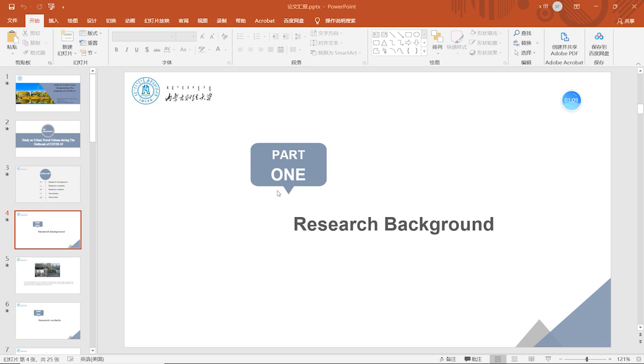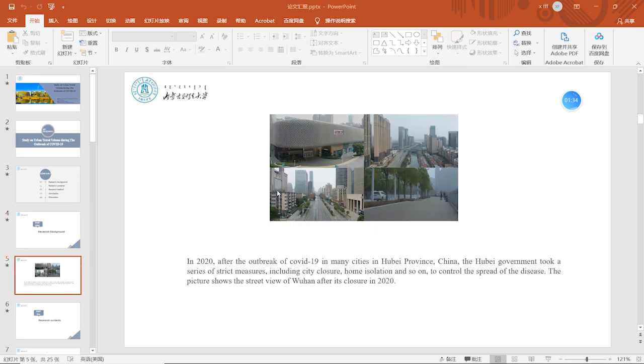The COVID-19 broke out in Hubei province in 2019. The Hubei government took a series of strict measures, including city closure, home isolation, and so on, to control the spread of COVID-19. The picture shows the street view of Wuhan after its closure in 2020.